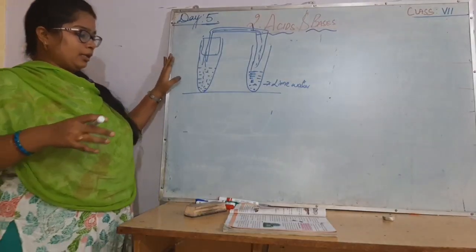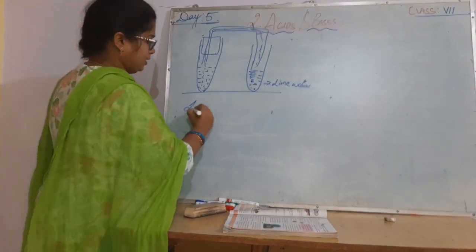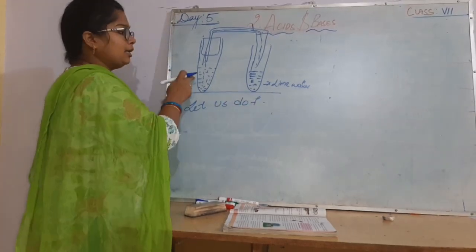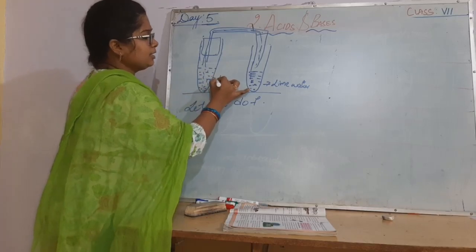So what? This is your let us do 7. In let us do 7, they ask you to take lemon juice. What is this? Lemon juice.